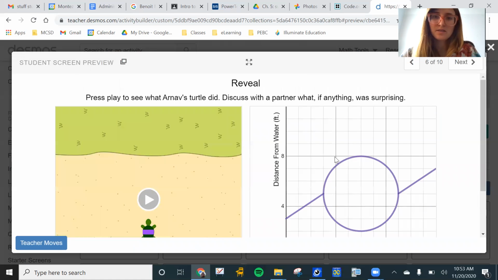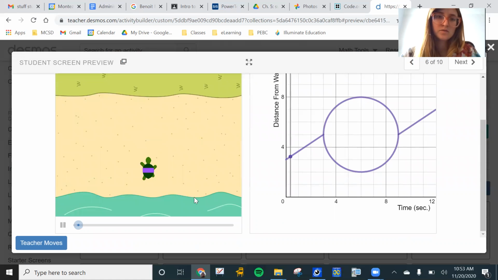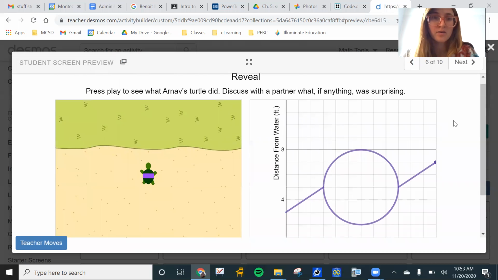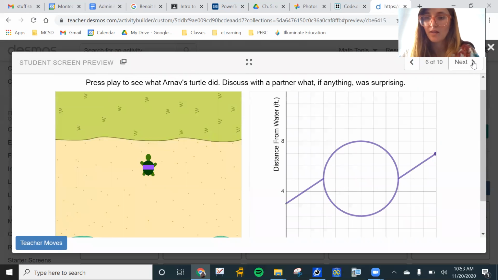Let's go on and see the video. So he's walking away, and then splits into two. They both walk away from each other, and then they start walking back toward each other and merge back into one and continue going. Not very realistic, but interesting nonetheless.